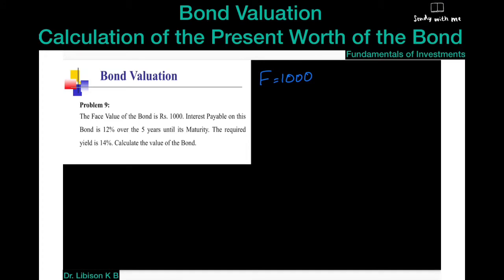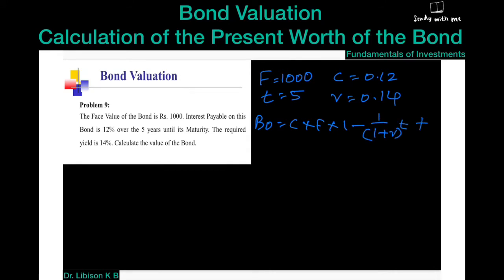The face value of the bond is rupees 1000. Interest payable on this bond is 12% over the 5 years until its maturity. The required yield is 14%. Calculate the value of the bond. F is equal to 1000, C is equal to 0.12, T is equal to 5, R is equal to 0.14. So using the same formula, it's easy to solve.